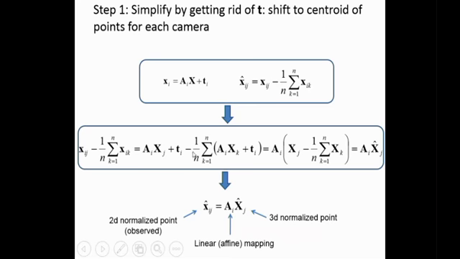So now all I'm doing by subtracting the means of all my 2D points that I see in each image is solving for affine structure from motion where the cameras are now all centered around the world origin. So now I have 2D normalized points. For each image, I subtract the average u and average v value from the points in that image. And I want to try to solve for the affine mapping and the normalized 3D points.